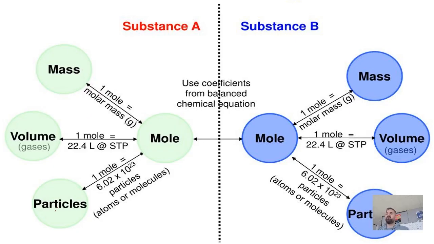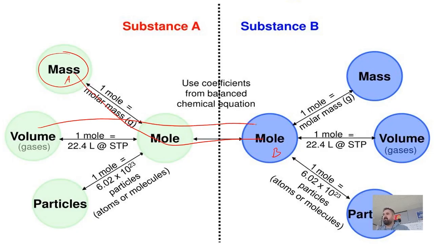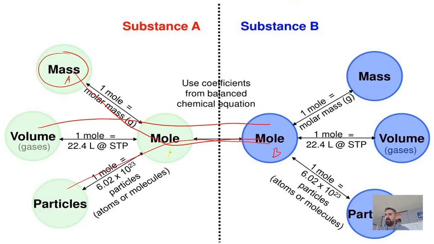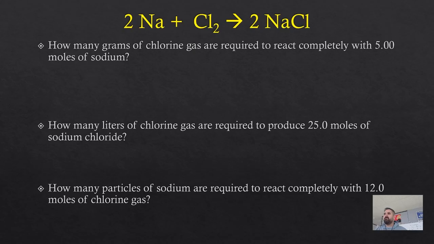There's a total of 6 varieties of two-step. Either you start at mass of A and end up at moles of B, or volume of A to moles of B, or particles of A to moles of B. Those are 3 varieties of two-step equations. The other variety is if we start at moles of A, and then go to mass of B, or moles of A to volume of B, or moles of A to particles of B. Those are all the varieties, and we're about to solve through all of them. So let's go ahead and go through that.